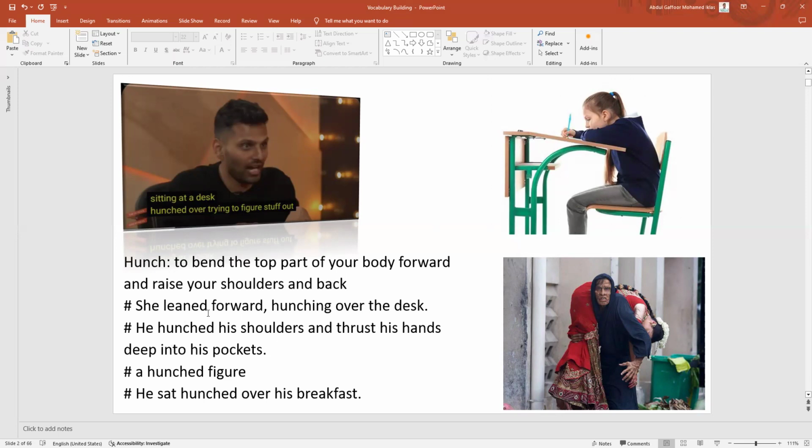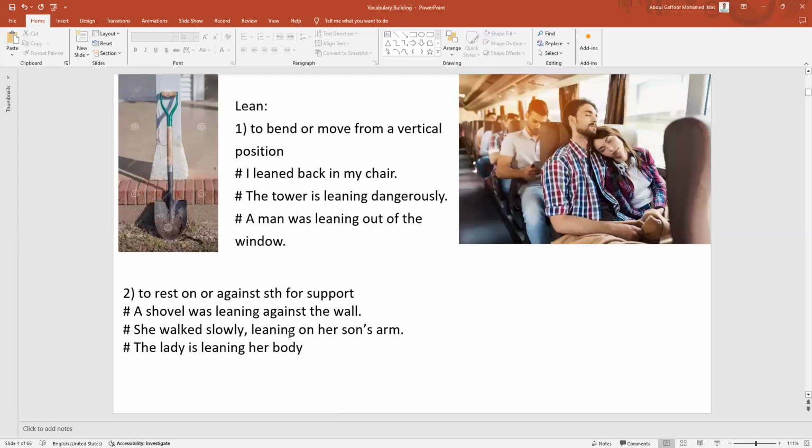Now, if you don't know the word lean, what you have to do is find the meaning of lean, right? In the second slide, I have inserted the meaning of this word lean. Now you can see an interesting picture also. This lady is sleeping on this man's shoulder. She is leaning, right? She is bending her body. So we can say the lady is traveling peacefully on the bus by leaning on her husband's shoulder. Likewise, we can make sentences also.